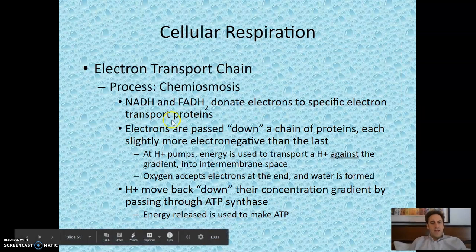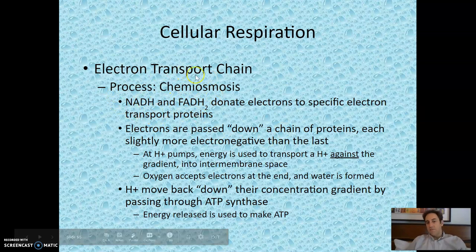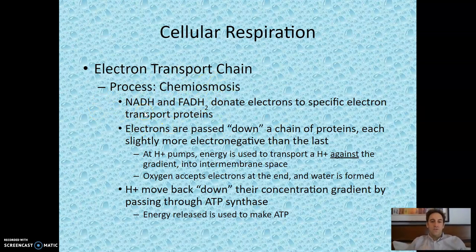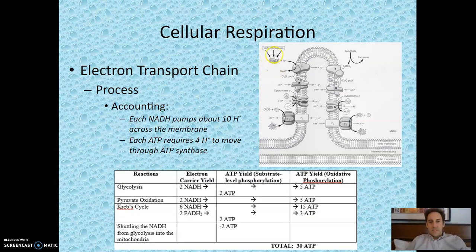So the first step: NADH and FADH2, again, these were from the Krebs cycle, from glycolysis, from pyruvate oxidation. These donate electrons to specific electron transport proteins. And so we see that happening here. NADH is going to donate an electron to a specific protein. And when it does that, NADH becomes NAD+, and that NAD+ is going to go back to glycolysis and the Krebs cycle to be reformed into NADH again. So that's recycled later.